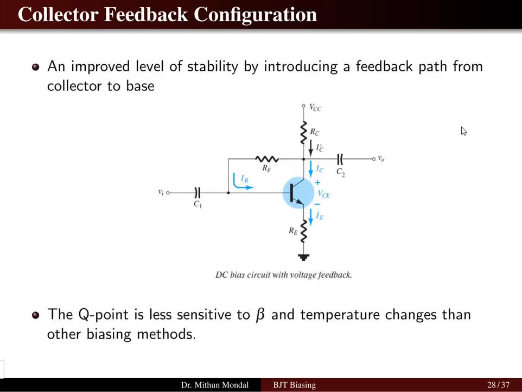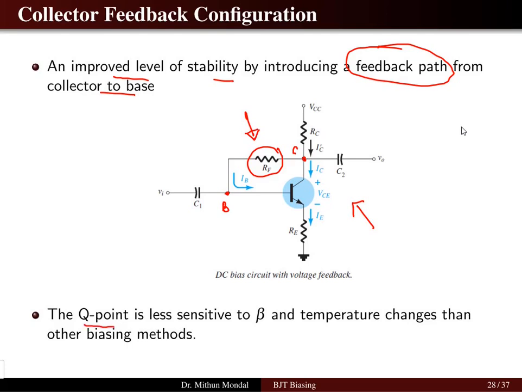In the collector feedback configuration, an improved level of stability is achieved by introducing a feedback path from the collector to the base. If we see the circuit, in BJT biasing, between the collector and the base, there is a feedback resistor which is added, and this feedback resistor will improve the stability of the BJT.